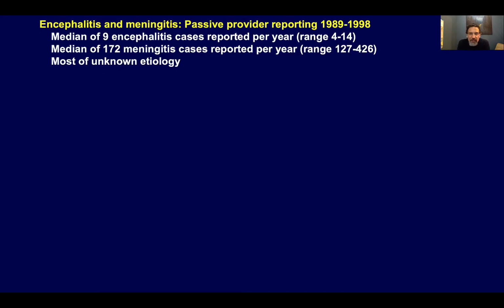So this slide shows the temporal trends. Just to give you an idea, encephalitis and meningitis are reportable in New York City, and it's tracked through passive provider reporting. And over the 10-year period leading up to 1999, there was a median of about 9 cases reported in the city every year, and about 172 cases of meningitis reported every year. And most of these did not have a specific cause identified. Maybe they knew it was a viral infection, but not necessarily which virus.